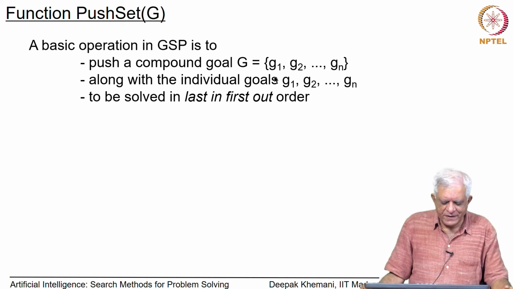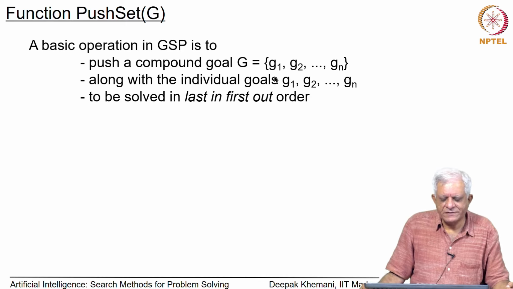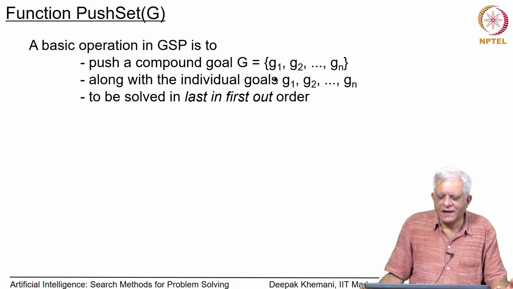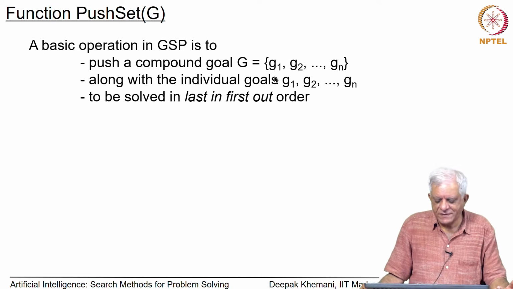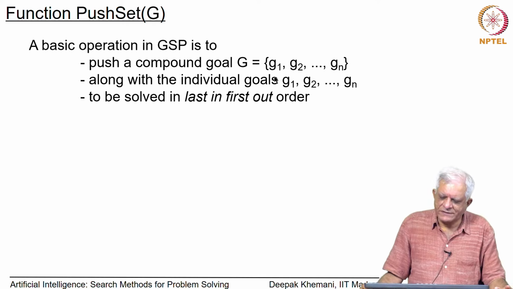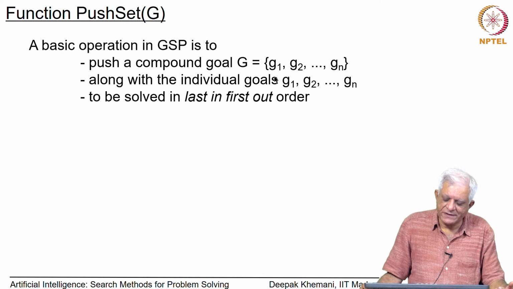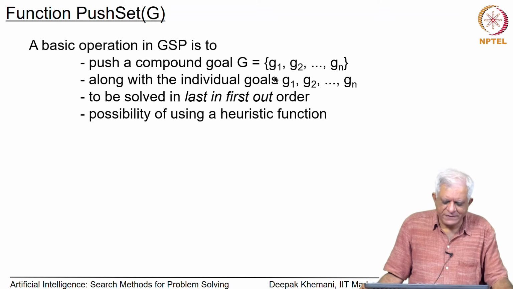G1, G2, Gn, and remember that a stack has a property of being a last in first out data structure. So, the first goal that you push in out of this G1 to Gn would be the last one to be addressed, and the last one to be pushed in would be the first one to be addressed. So, the goal ordering may matter, as we will see.